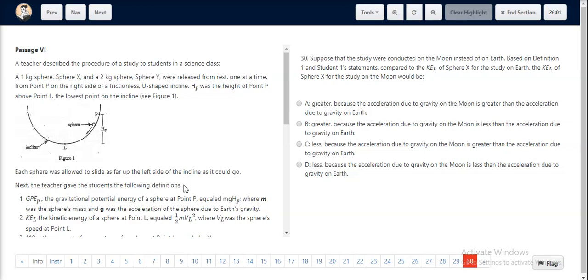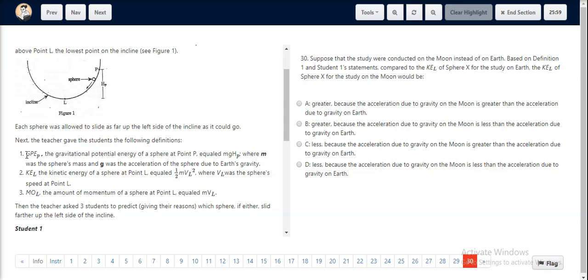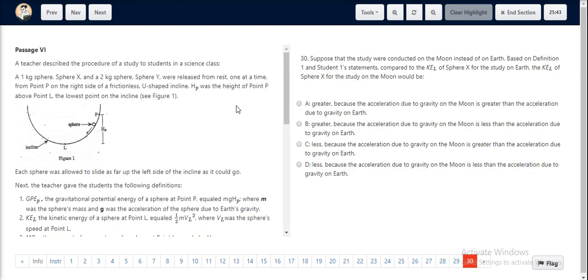For question number 30, we look at definition 1. Definition 1 states that GPEP, the gravitational potential energy of a sphere at point P, is equal to mgHp, where m is the mass of the sphere, g is the acceleration of the sphere due to Earth's gravity, and h is the height of point P above point L.